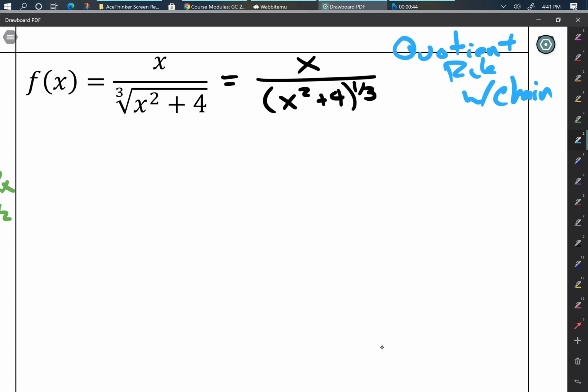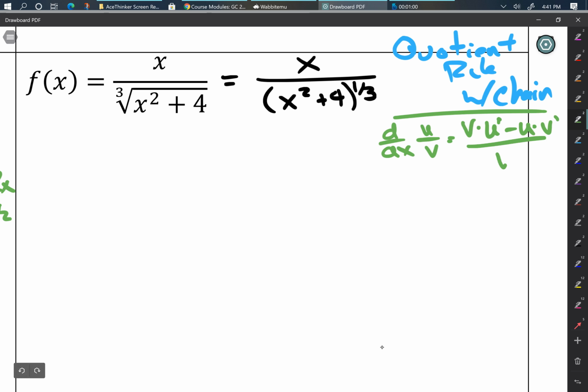Now I'm sure you remember, but just in case it slipped your mind momentarily, the quotient rule says that the derivative with respect to x of u divided by v is v times u prime minus u times v prime over v squared. Bottom derivative top minus top derivative bottom over bottom squared. So what we need to do now is find out what u is, find out what v is, and make this whole thing work.